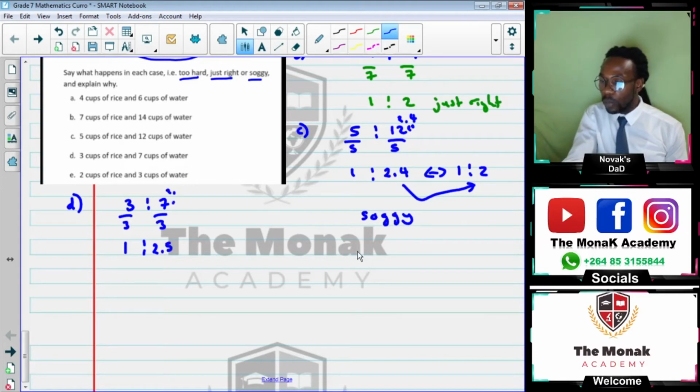So we compare with the original ratio, which is 1 is to 2. So we have again too much water, meaning it will be soggy.